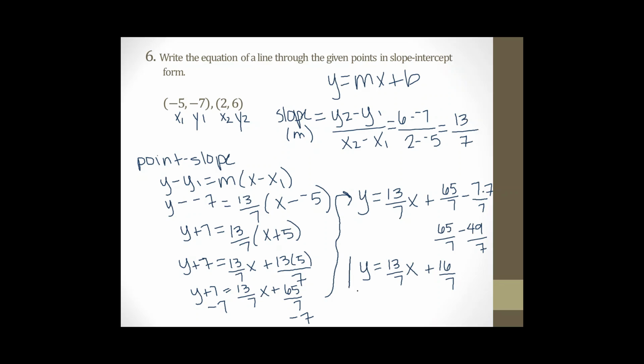So this is our final equation in slope-intercept form. So you can see here the slope was still 13 over 7, and then the y-intercept, which is your b, is 16 over 7. You're going to have to know these formulas like slope-intercept form, point-slope form, and the slope formula to find the slope using 2 points. So you want to be sure and memorize those and know how to use them.